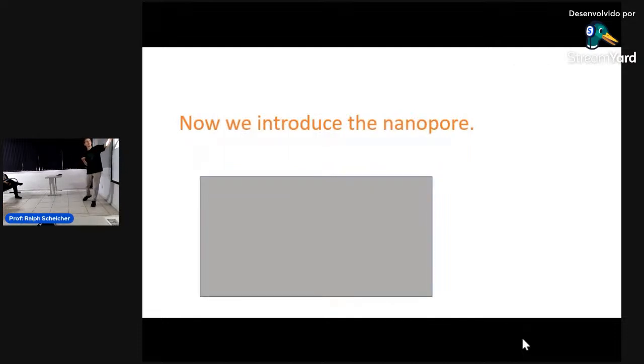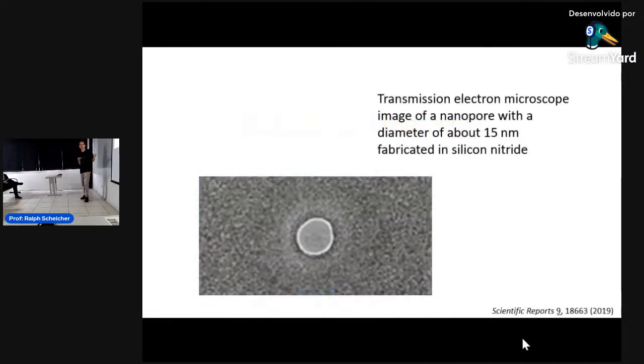So in a top-down view, I take some kind of an insulating membrane, something that doesn't conduct electricity. And I will tell more about how to drill a nanopore inside, but basically for now, all you have to know is that it's some kind of an opening that has a few nanometers in diameter, a nano-sized opening. In reality, it would look something like this. So this is a picture taken with a transmission electron microscope. There's a nanopore fabricated in silicon nitride, and the diameter is around 15 nanometers, just to give you an idea what it really looks like.